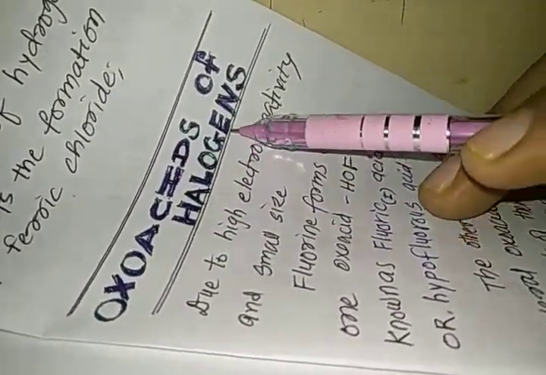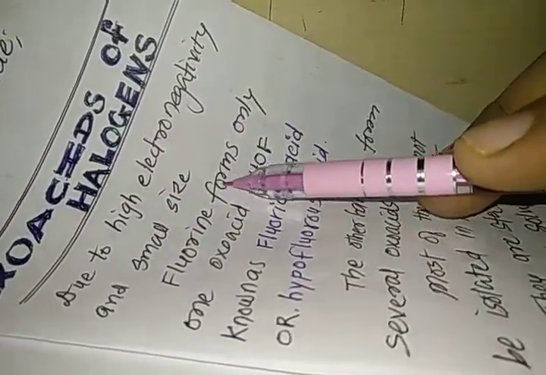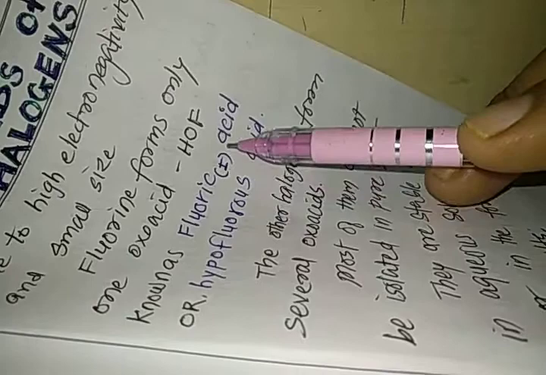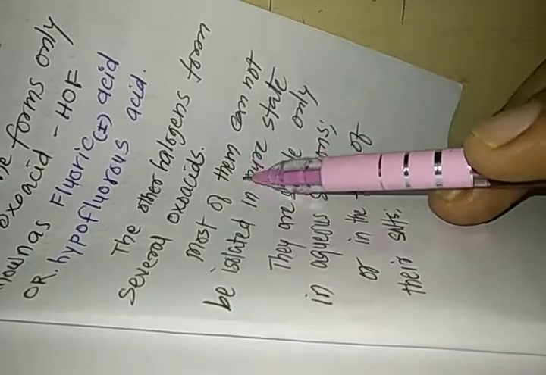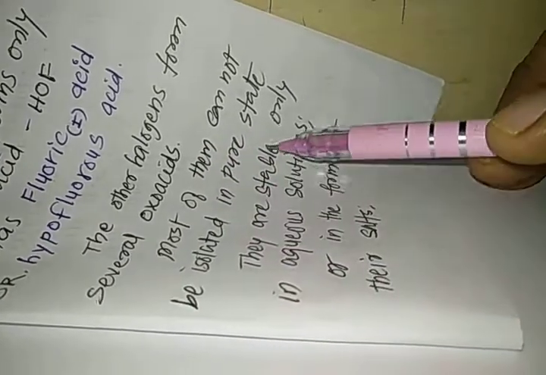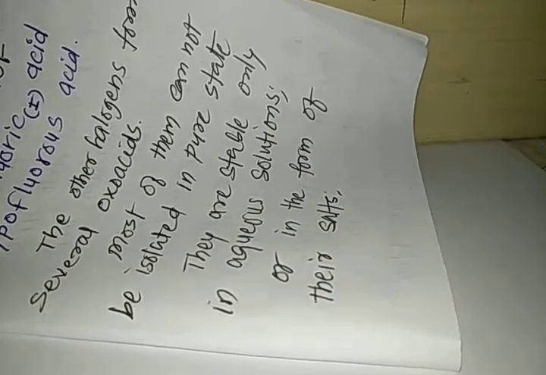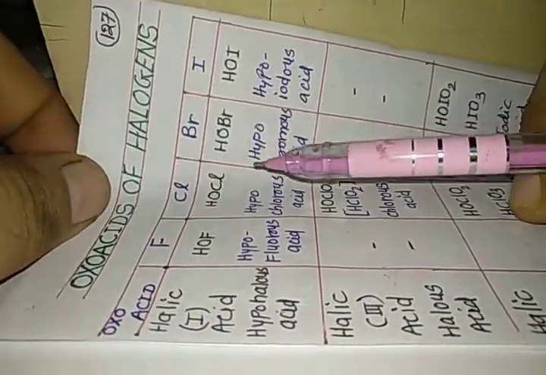Then we are going to study the oxoacids of halogens. Due to high electronegativity and small size, fluorine forms only one oxoacid, that is HOF, known as fluoric(I) acid or hypofluorous acid. The other halogens form several oxoacids. Most of them cannot be isolated in pure state. They are stable only in aqueous solution or in the form of their salts. So let us study in detail the oxoacids of halogens. The various oxoacids of halogens are tabulated here.